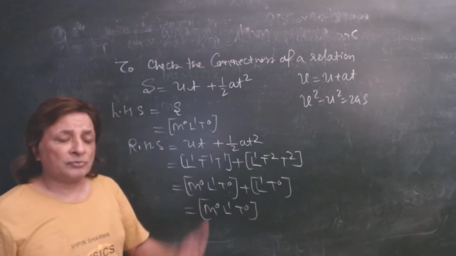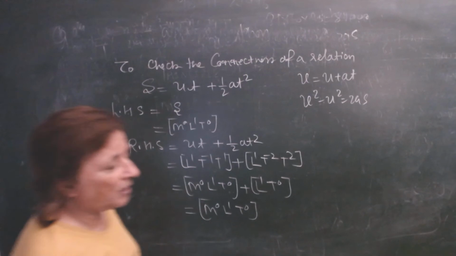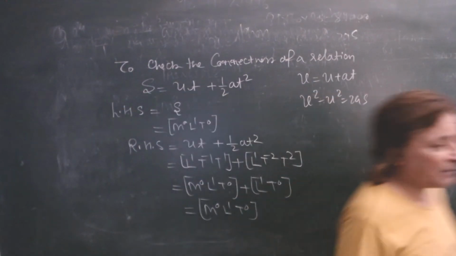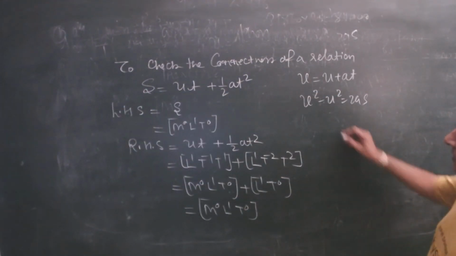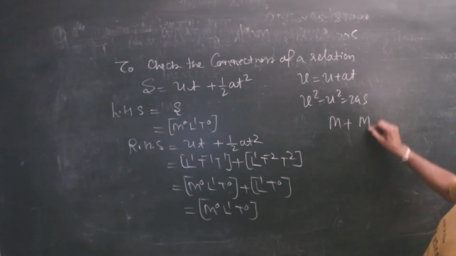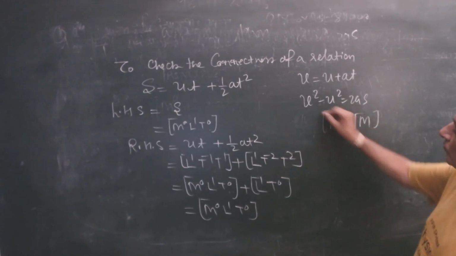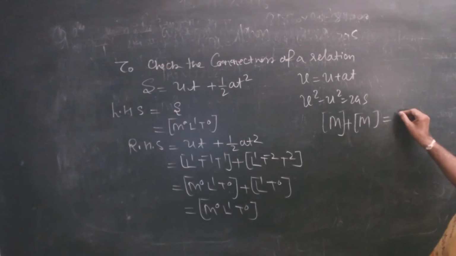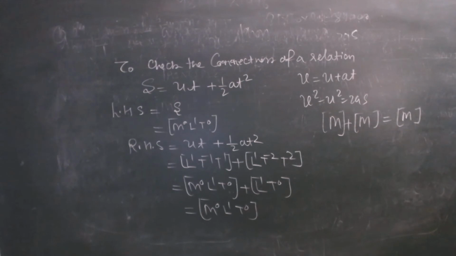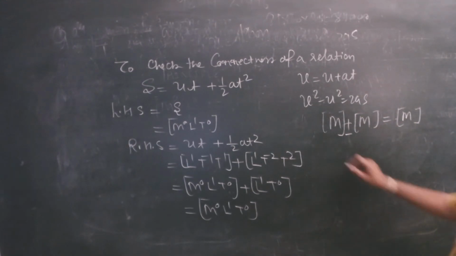Now, students, I'll tell you something, a very simple point to understand, that mass plus mass is equal to mass. You will say, sir, it is 2 mass. You will not write here 2. No, it has no value. Because 2 is a constant, it has no dimension. Mass minus mass is again mass.